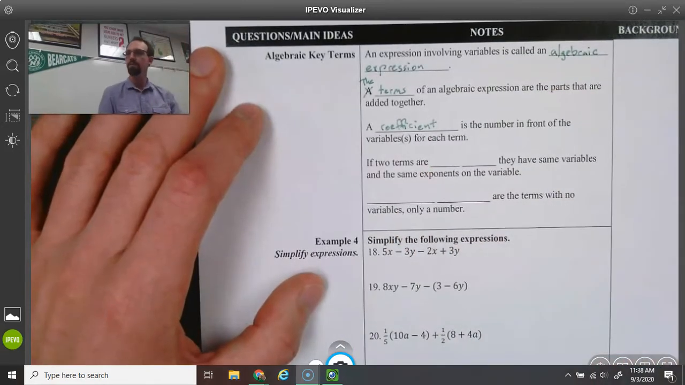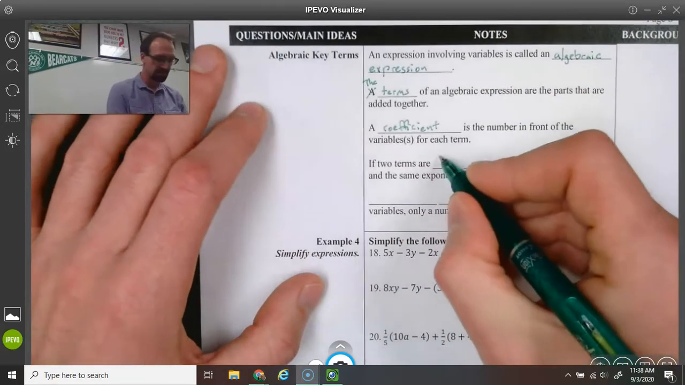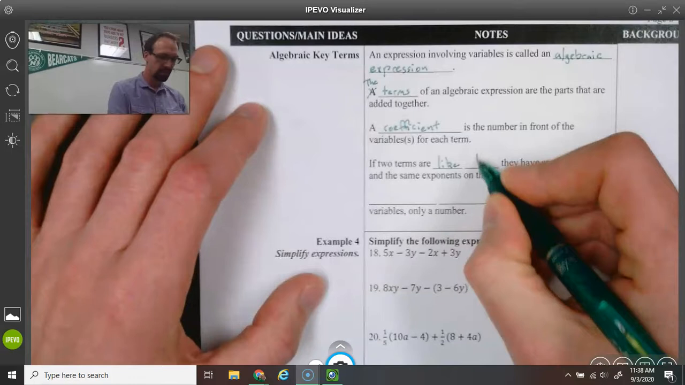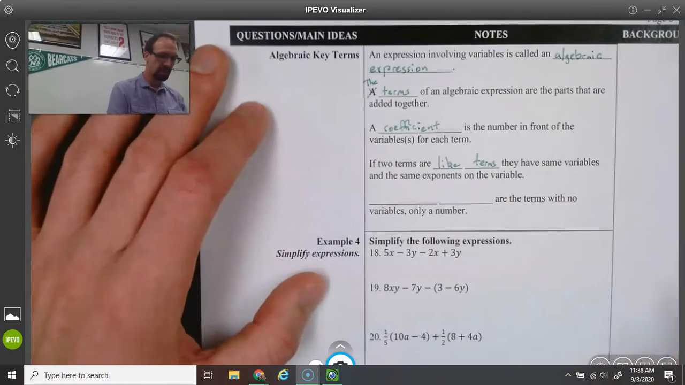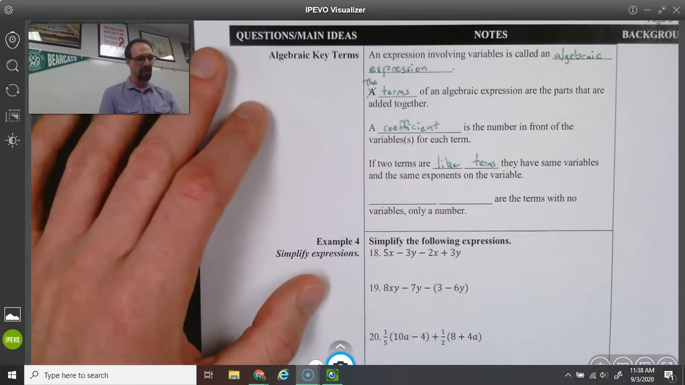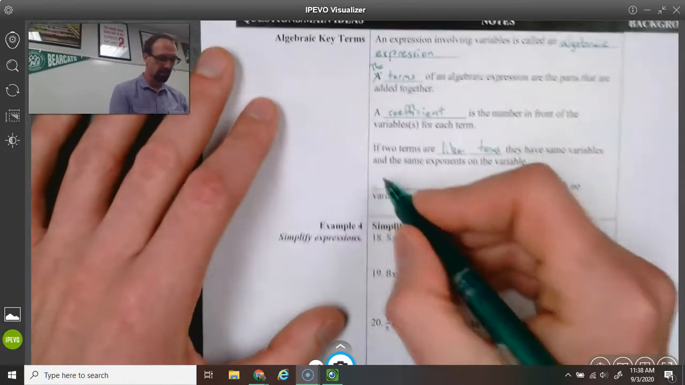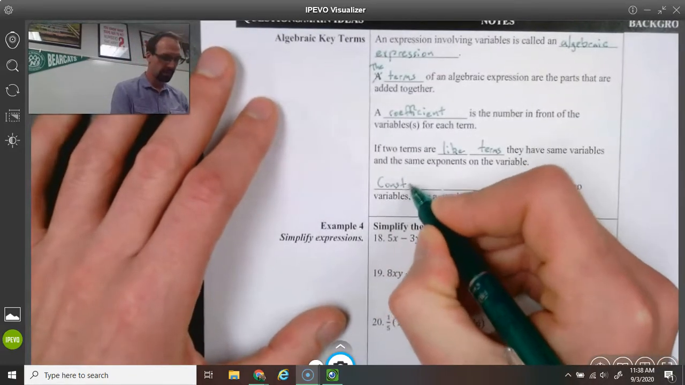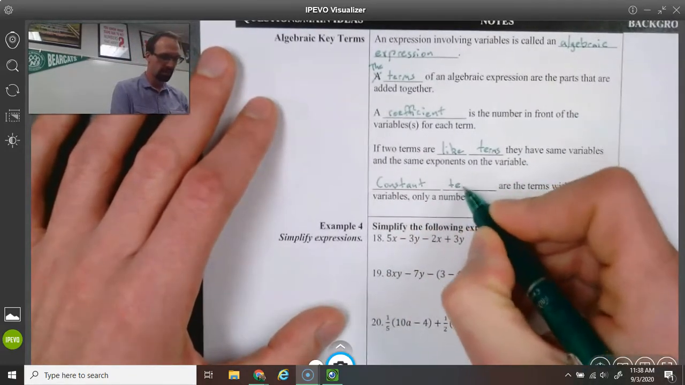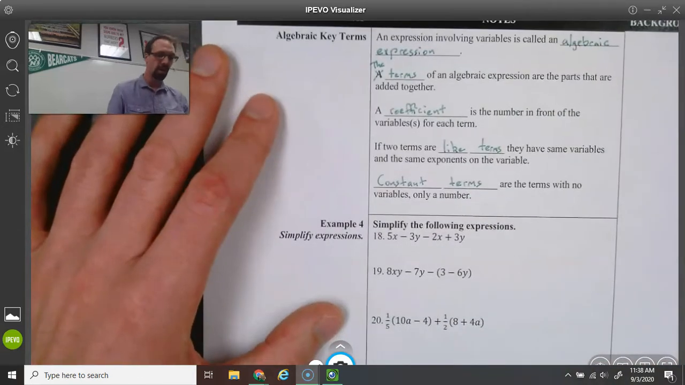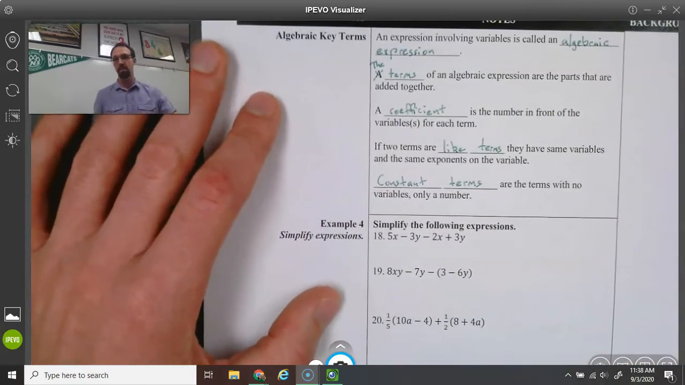And then if two terms are like terms, they have the same variables and the same exponents on the variable. And then the last part, constant terms, are the terms with no variables and just a number.